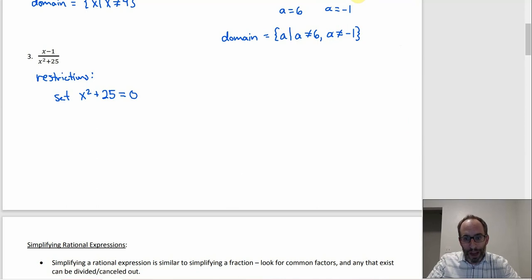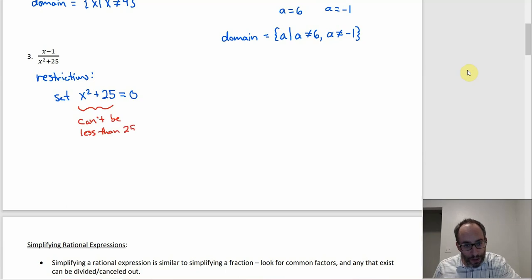So what's going to happen here? Well, the thing that's on the left can't be less than 25 because no matter what real number you sub in for x, if you square 0, you get 0. If you square anything else, you get a positive. So the smallest that expression could be on the left would be 25. So there's no way you could get it down to 0. So that thing that I have that bracket around can't be less than 25. And that would mean that there are no restrictions.